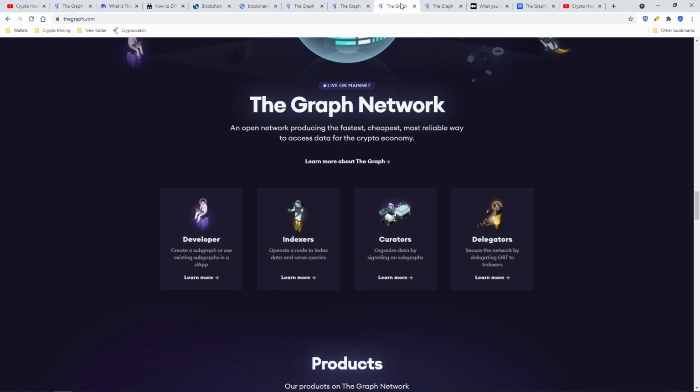All right, next one. How their network works. It is designed to have developers, indexers, curators, delegators, and of course you, the consumer. And GRT is changing how crypto handles data indexing in a decentralized way.